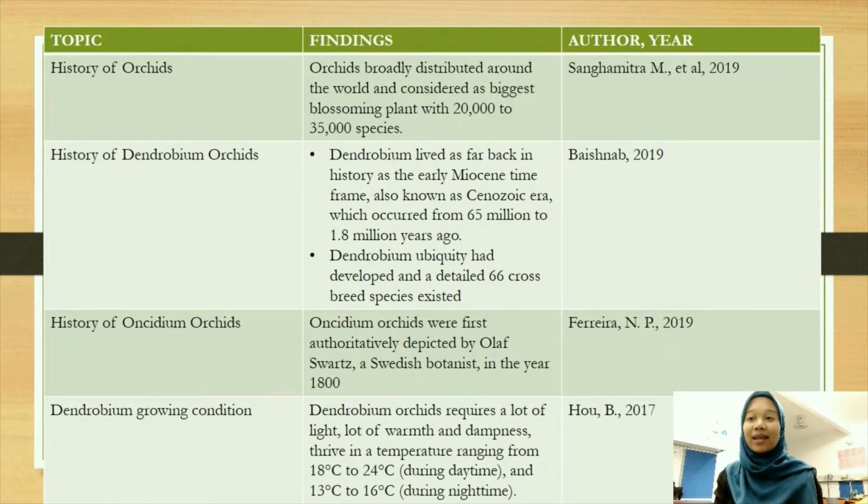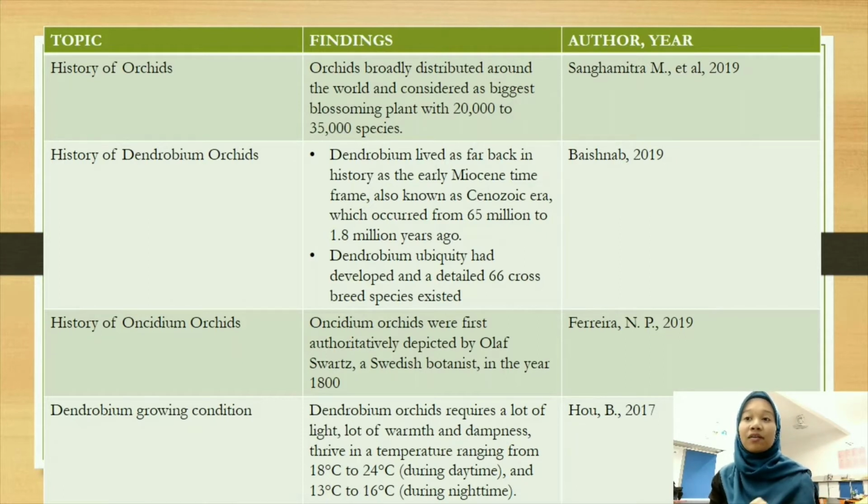Next is the history of dendrobium orchids. Vaishnav 2019 found that dendrobium lived as far back in history as the early Miocene time frame, also known as the Cenozoic era, which occurred from 65 million to 1.8 million years ago. Dendrobium popularity had developed until 66 crossbreed species existed.